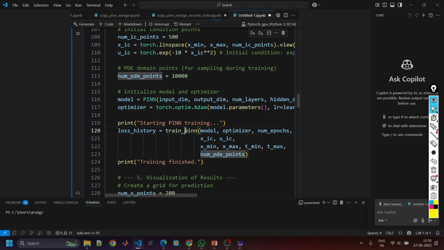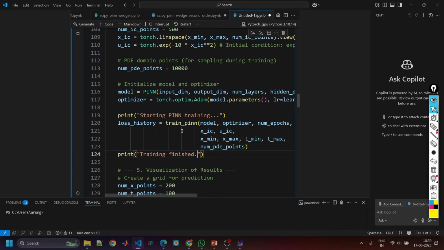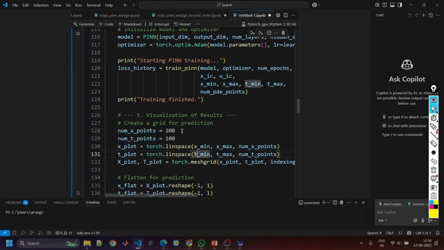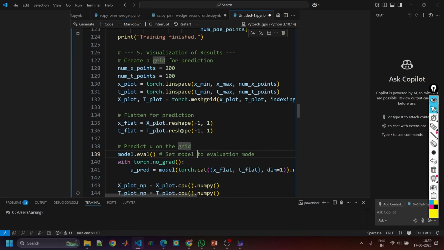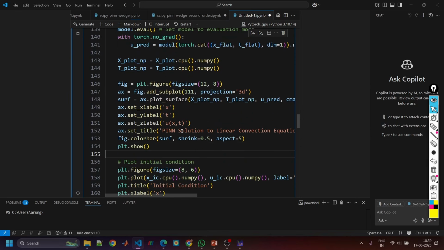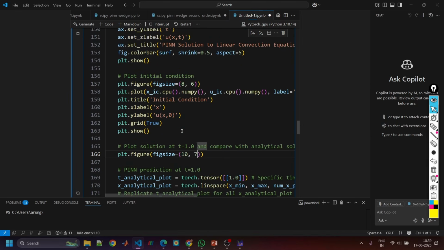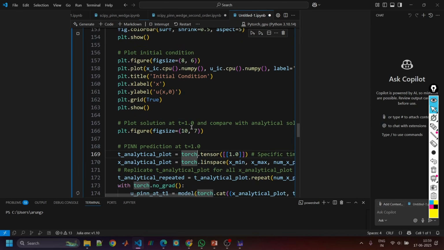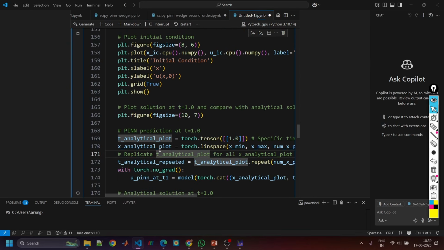So this will complete the training and store the losses here. This function we already discussed. And here we are just visualizing the results. We should give the analytical solution. I don't know where it has stored the analytical solution. So here it has stored the analytical solution.